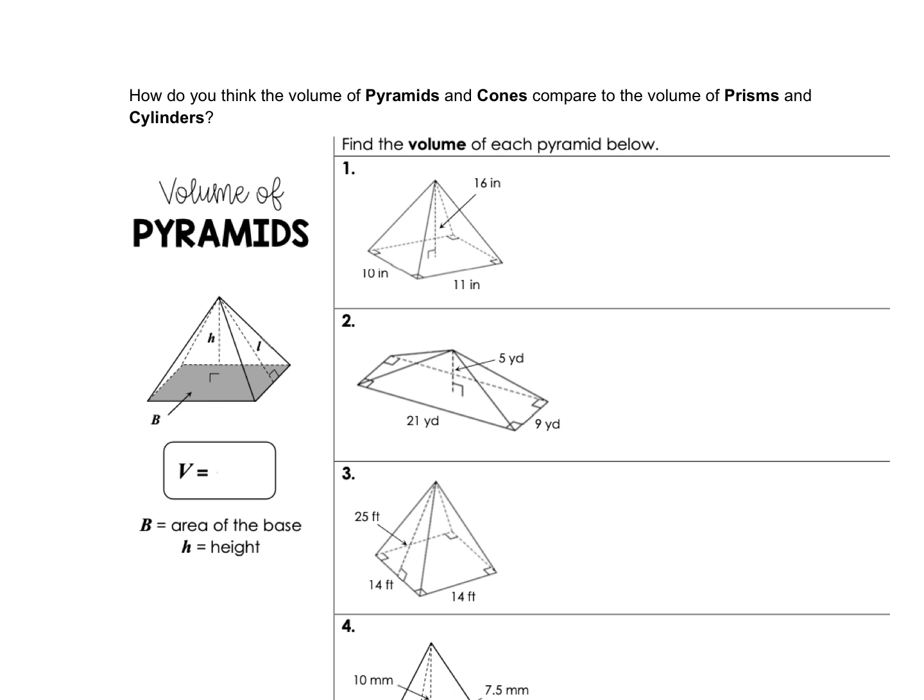Okay, so volume of a pyramid or cone in relation to a prism with the same shape and dimensions of the base, and then a cone with the same dimensions as a cylinder. So any guesses? How much do you think it would be? So if I had a square prism, had the exact same base, same height.